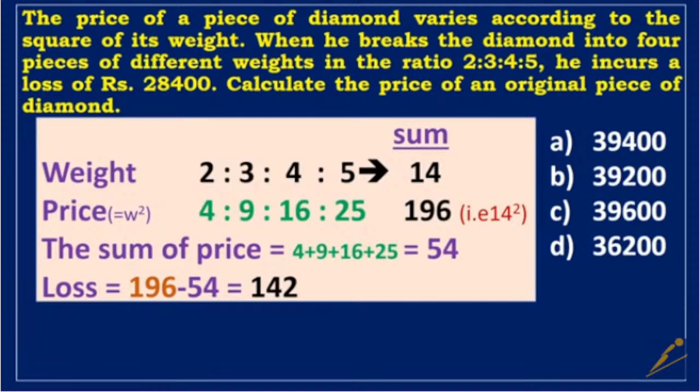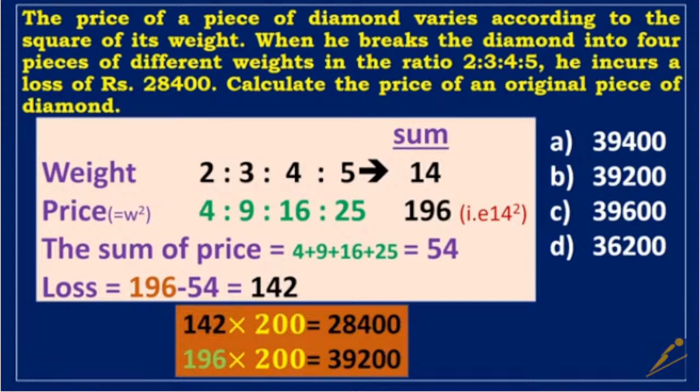Now, the total selling price of the 4 pieces can be calculated as the sum of the prices of the individual pieces, which is 4 plus 9 plus 16 plus 25 equals 54. The difference in price results in a loss, which is 196 minus 54 equals 142. The person who breaks the diamond incurs a loss of 142x, so 142x equals 28,400. Solving for x, we get x is equal to 200. The price of the original diamond is 196 into 200, which is 39,200.